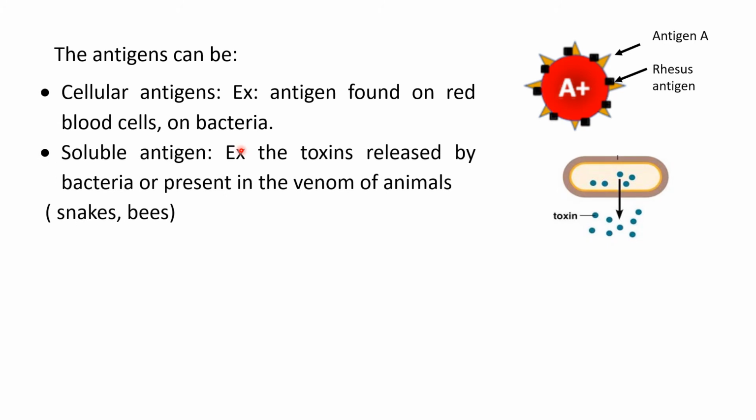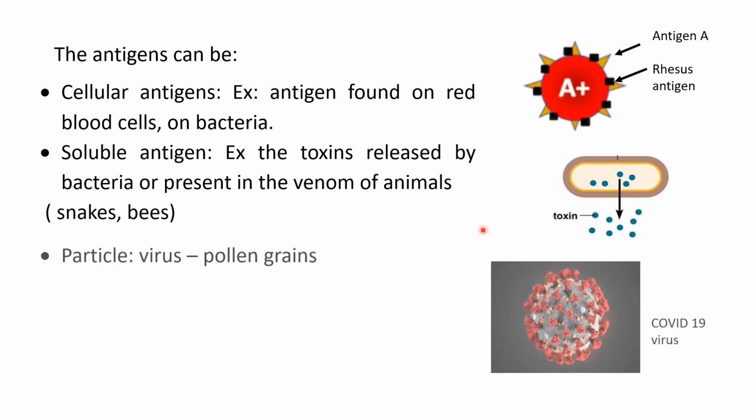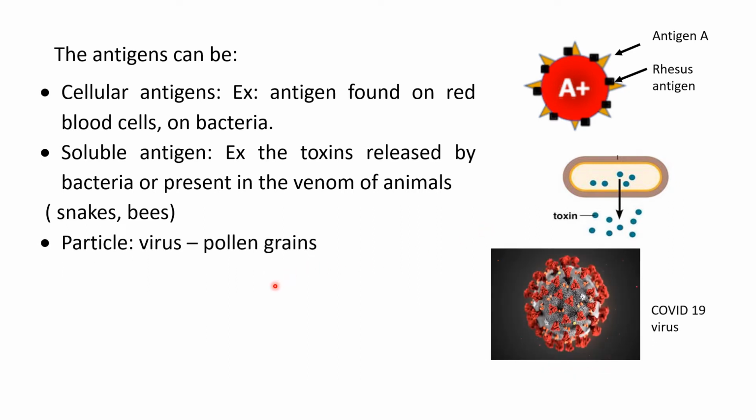Soluble antigens, unlike cellular antigens, are not located on the surface of cells, but they are soluble. Example, the toxins released by bacteria or present in the venom of snakes and bees. So here are toxins produced by bacteria. Also, the antigens could be a particle like the virus represented in this figure, the COVID-19 virus, and pollen grains that contain the male gamete of flowers.